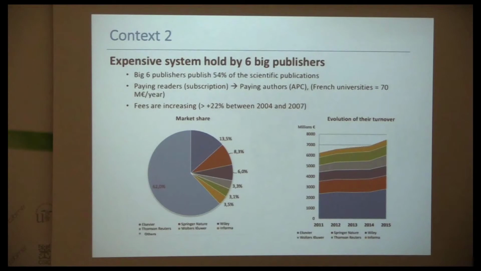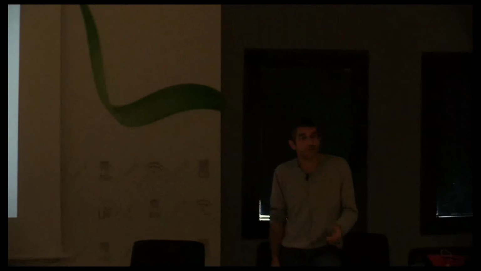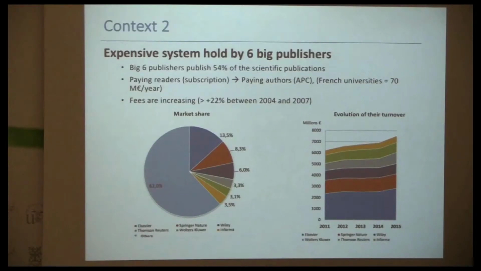So this is expensive. Why? Because we are paying as readers, there is a subscription, and we are paying as authors if we want to publish in open access. So we are paying twice: to read articles, and to publish. Have you an idea here or at CSIC how much you pay per year for subscriptions? No idea? The evaluation for the French universities is 70 million euros per year. It includes subscriptions and the APC, the article processing charge paid by authors.